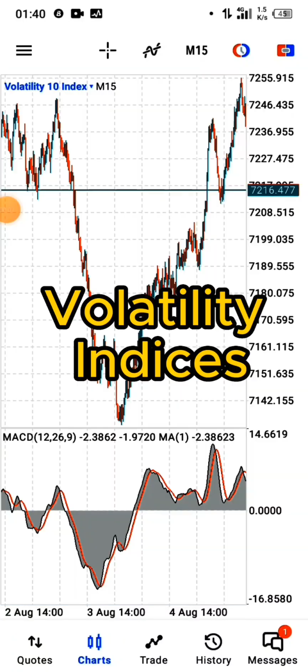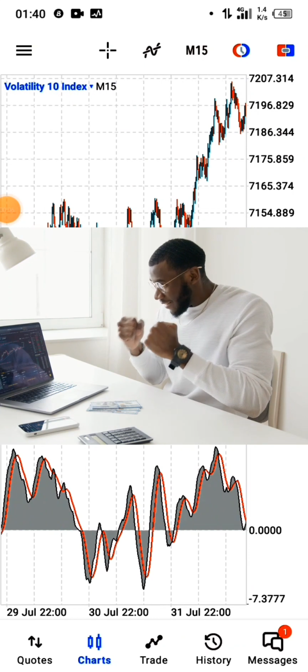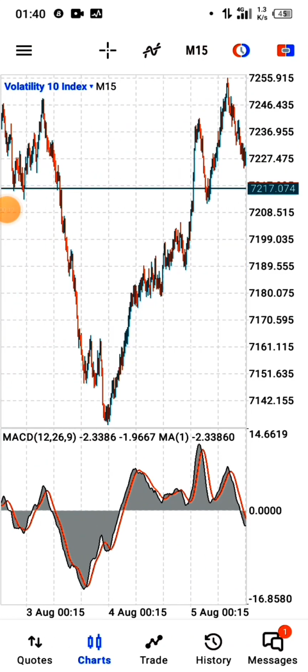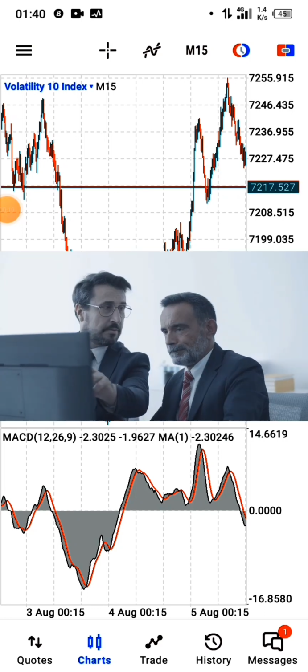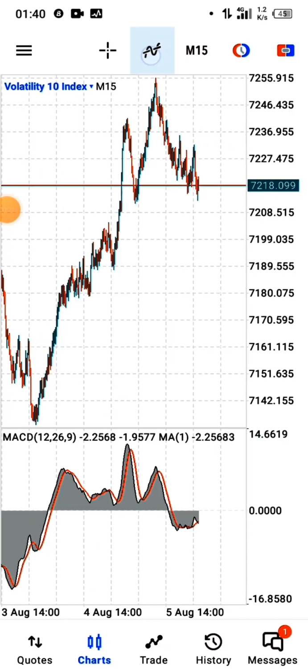You want to make money trading volatility indices, Boom and Crash, and even currencies? Today I've got the perfect indicator for you, because the MACD strategy works on all those. On the MACD strategy, we're going to be talking about how we determine the trend. We're also going to be talking about divergence, and I'm going to show you how you are going to be entering.